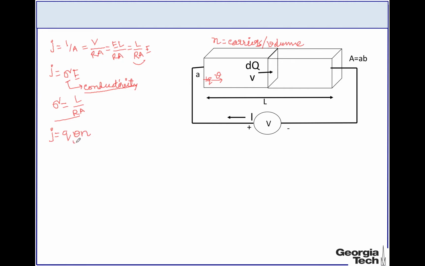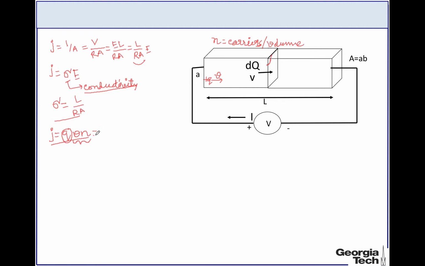So basically V multiplied with N tells how many carriers per unit time flow through per unit area of this cross section, and multiplying it with Q gives the amount of charge that is carried by these carriers per unit time, per unit area. So this is J. So J equals Q V n.